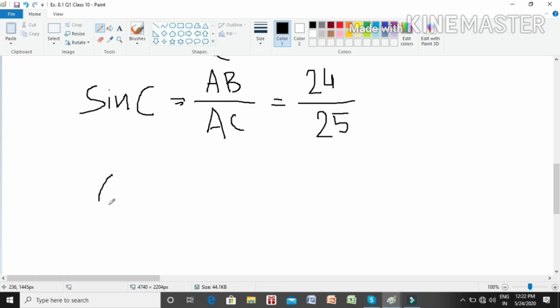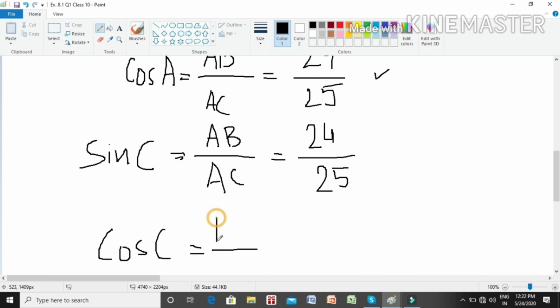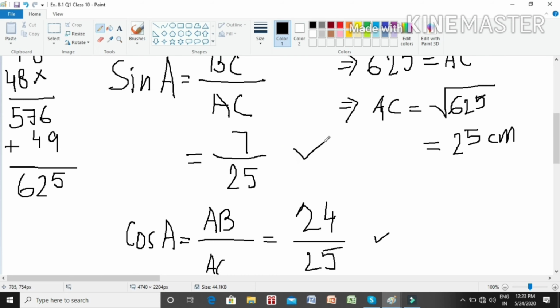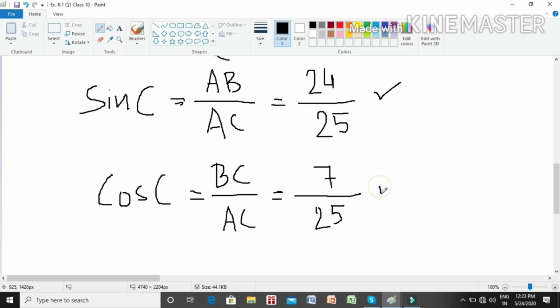And cos C, the next one, will be equal to base by hypotenuse. Now we have taken C, so the base should be BC and the hypotenuse will be AC. So BC by AC. BC is 7 and AC is 25. So this is cos C, and that is the end of the first question, where we have found the values for sin A, which is 7 by 25, cos A, which is 24 by 25, sin C, which is again 24 by 25, and cos C, which is 7 by 25.